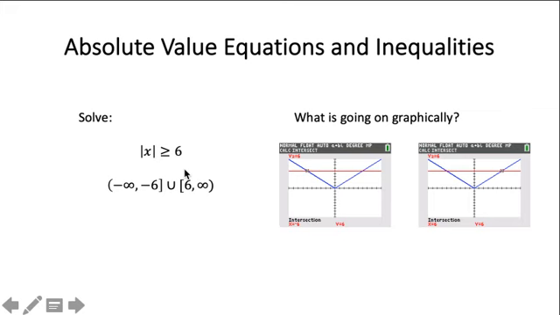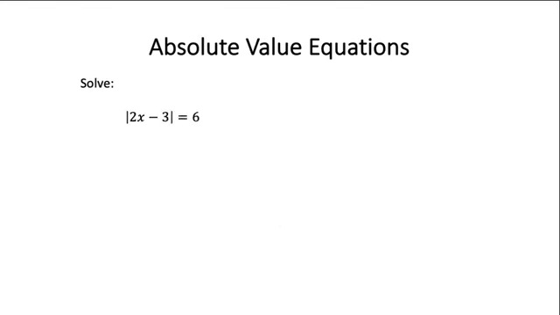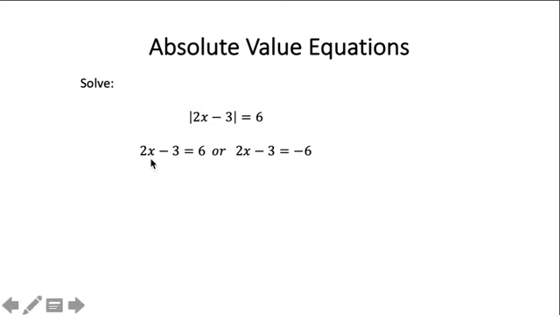Okay, now let's go through a series of examples. We're going to do a couple of equations, we're going to do a couple of inequalities, and then we'll be done. All right, so our first equation, the absolute value of 2x minus 3 is equal to 6. Remember, like I said before, that means what's inside those absolute value bars is either equal to 6 or it's equal to negative 6. That's the definition of absolute value. So I have two equations to solve.